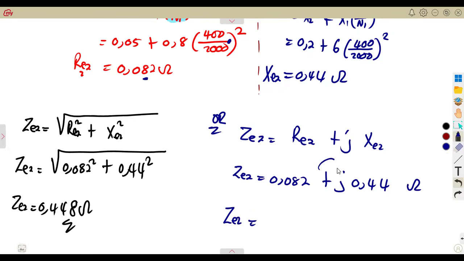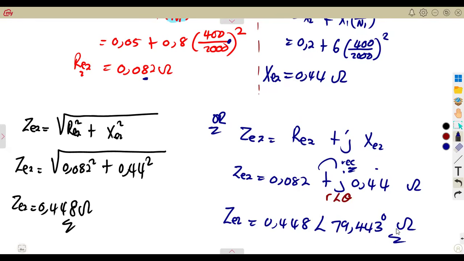We do understand, guys, this is our rectangular form. In polar form, just like what I did, you shift to polar form. Your answer is going to give you the value of R and the value of theta. The R that you're going to get there was 0,448. The angle you were going to get 79,443 degrees. That is how the impedance can be determined.